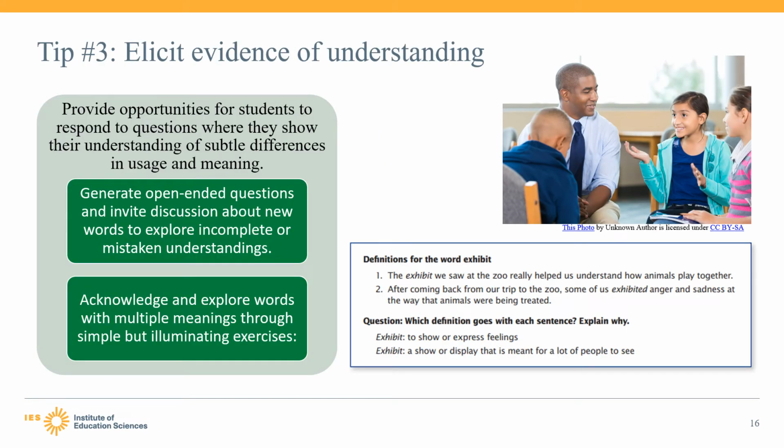So our third tip today is to elicit evidence of understanding. We've talked about different ways that we can help students see the meanings of these new words and start to practice them. But what else we need to do is concern ourselves with assessing whether students are making sense of the new words, mastering them, and are able to use them flexibly across contexts. So this tip recommends that we provide opportunities for students to respond to questions where they show their understanding of subtle differences in usage and meaning.